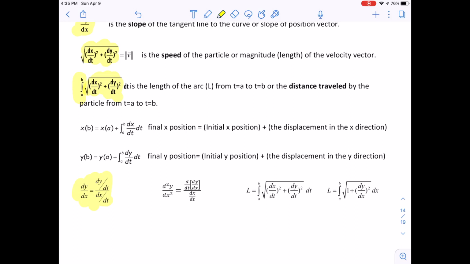Now, if we want to find the final position, we're going to do those separately. We find the x position separately, just like we did in one-dimensional motion, where we take our initial position plus our displacement in the horizontal direction. That's what that integral means. That's going to find our final position b. We do the same thing with y: our initial position plus our vertical displacement, and that's going to find our position in the y direction.